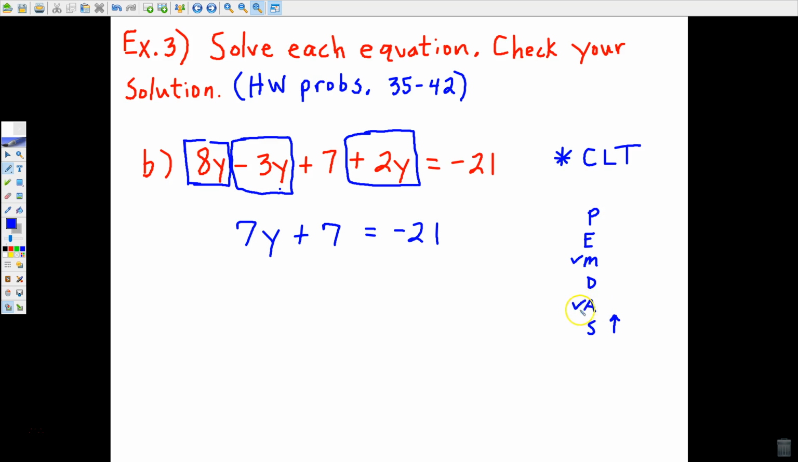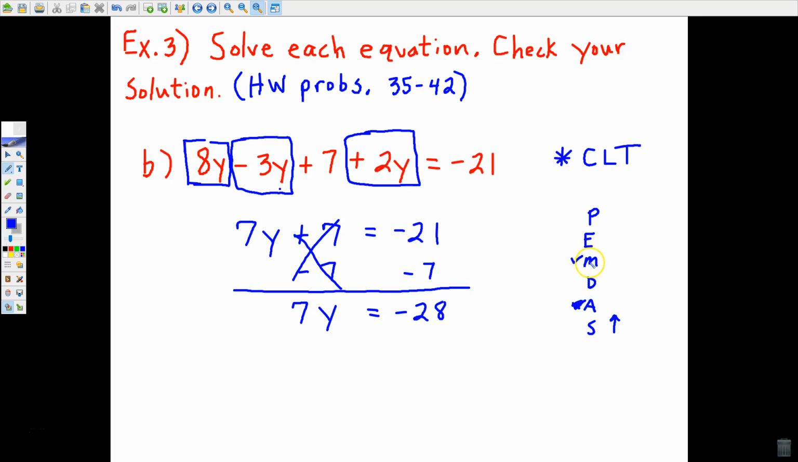And the way I undo addition is with subtraction. So my first move is to subtract 7 from both sides of the equation. I get 7y on the left. These will cancel or become 0. I get negative 28 on the right. Okay, that takes care of addition.